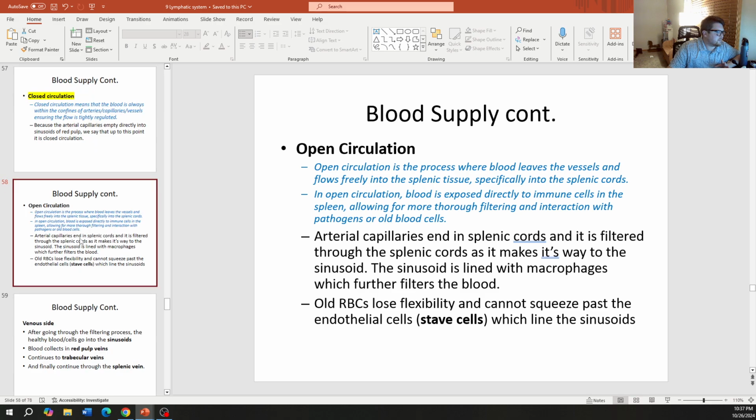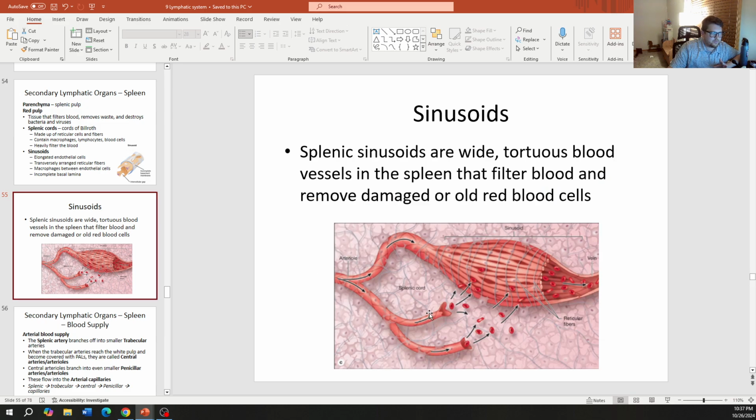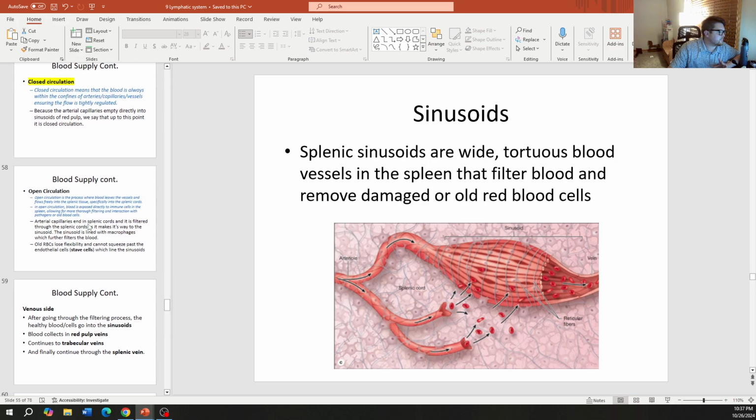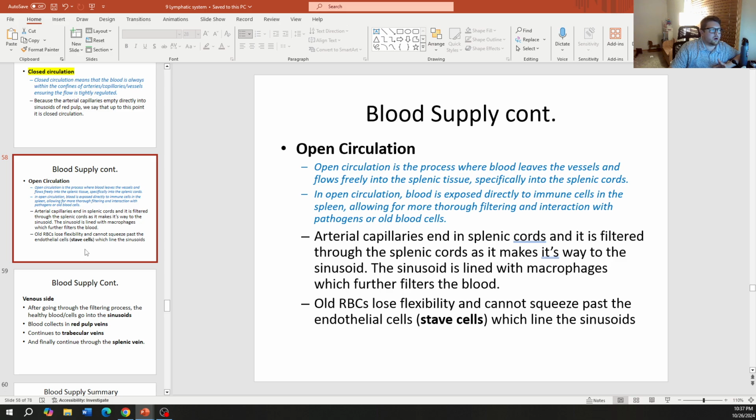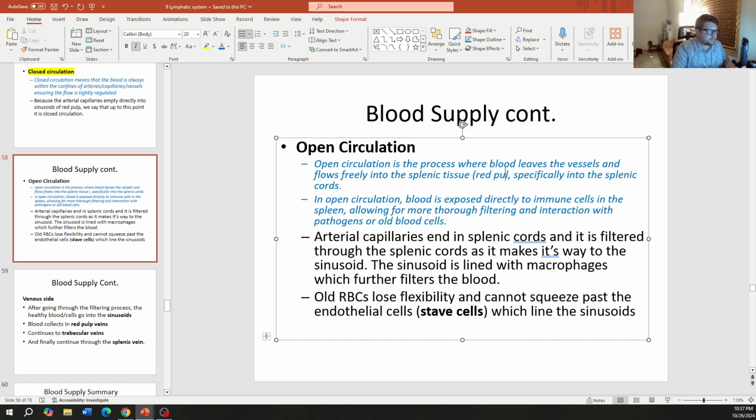After the blood leaves the capillaries, we are going to call it open circulation. This is the process where blood leaves the vessels and flows freely into the splenic tissue, the red pulp, specifically into these structures known as splenic cords. I'm going to go over this a little bit more in depth in a second.